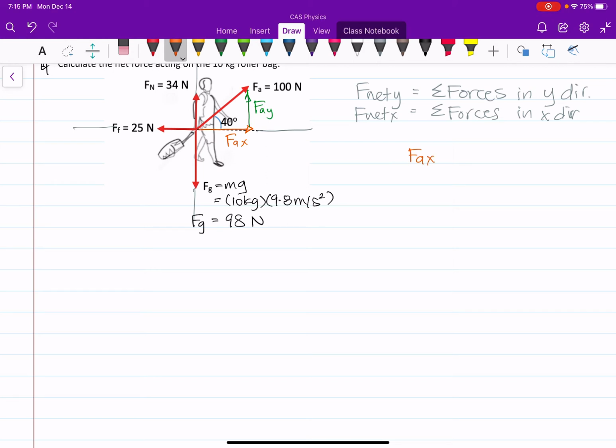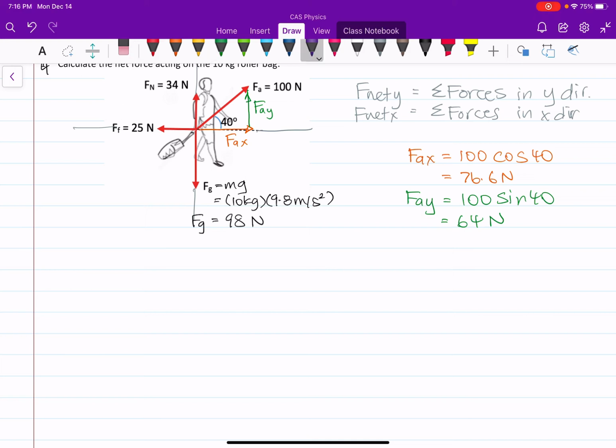F A in the x direction is simply equal to 100 cosine of 40 degrees, and that equals 76.6. Let's just call it 76.6 newtons. And then F A in the y direction is just 100 sine of 40. And that just equals 64. I'll round to 64 newtons for the sake of simplicity. All right, so I know that. Now let's add everything up in the x and the y direction.